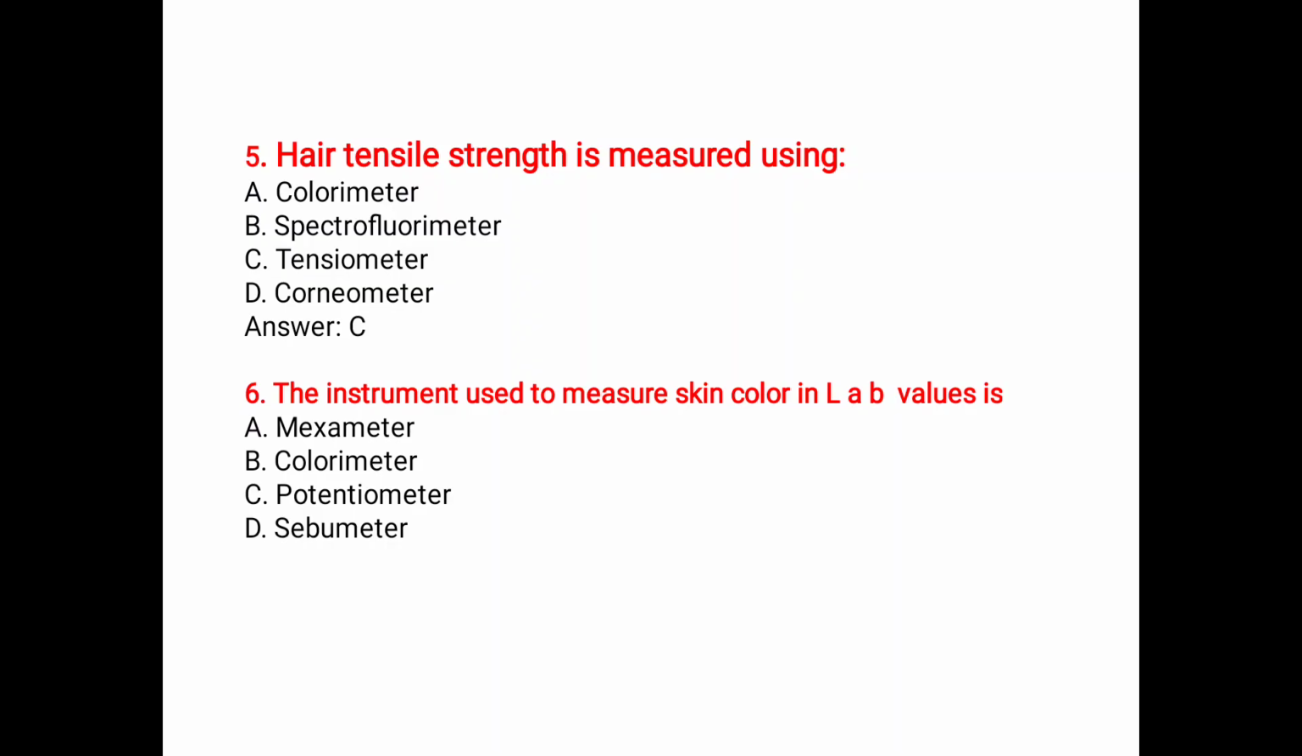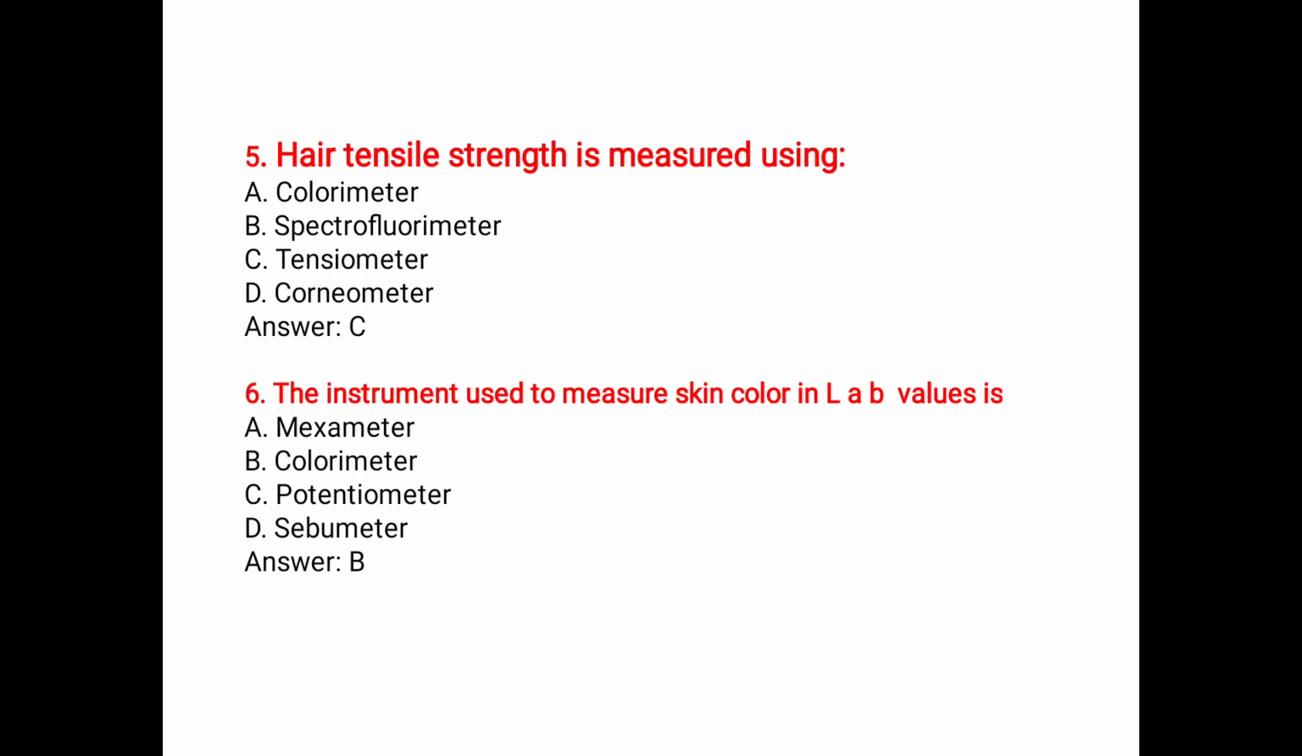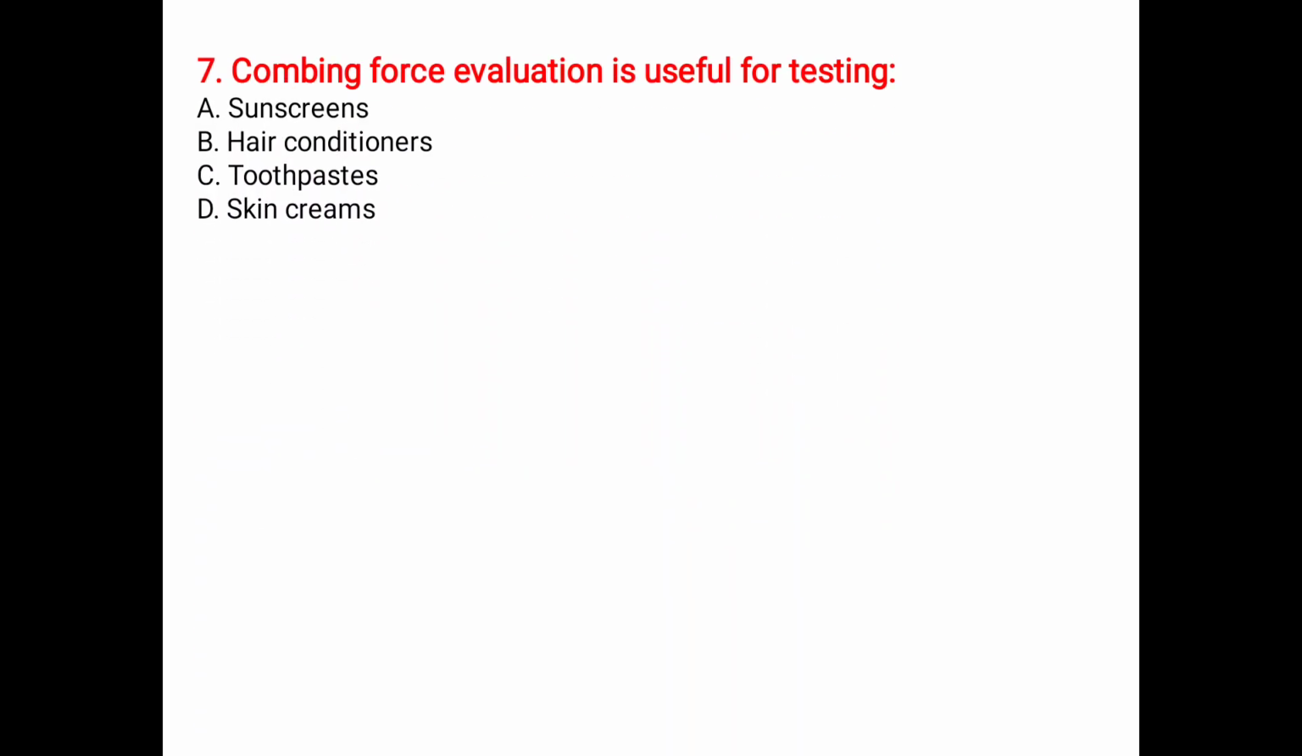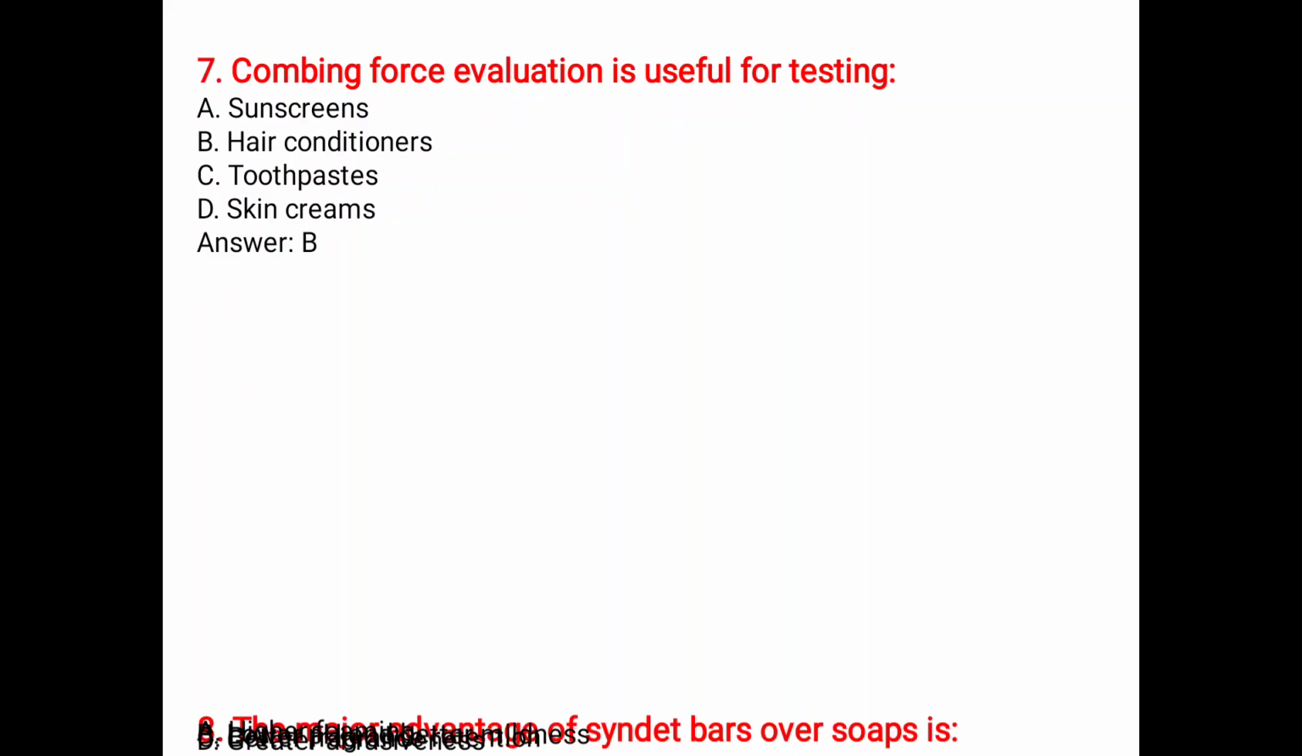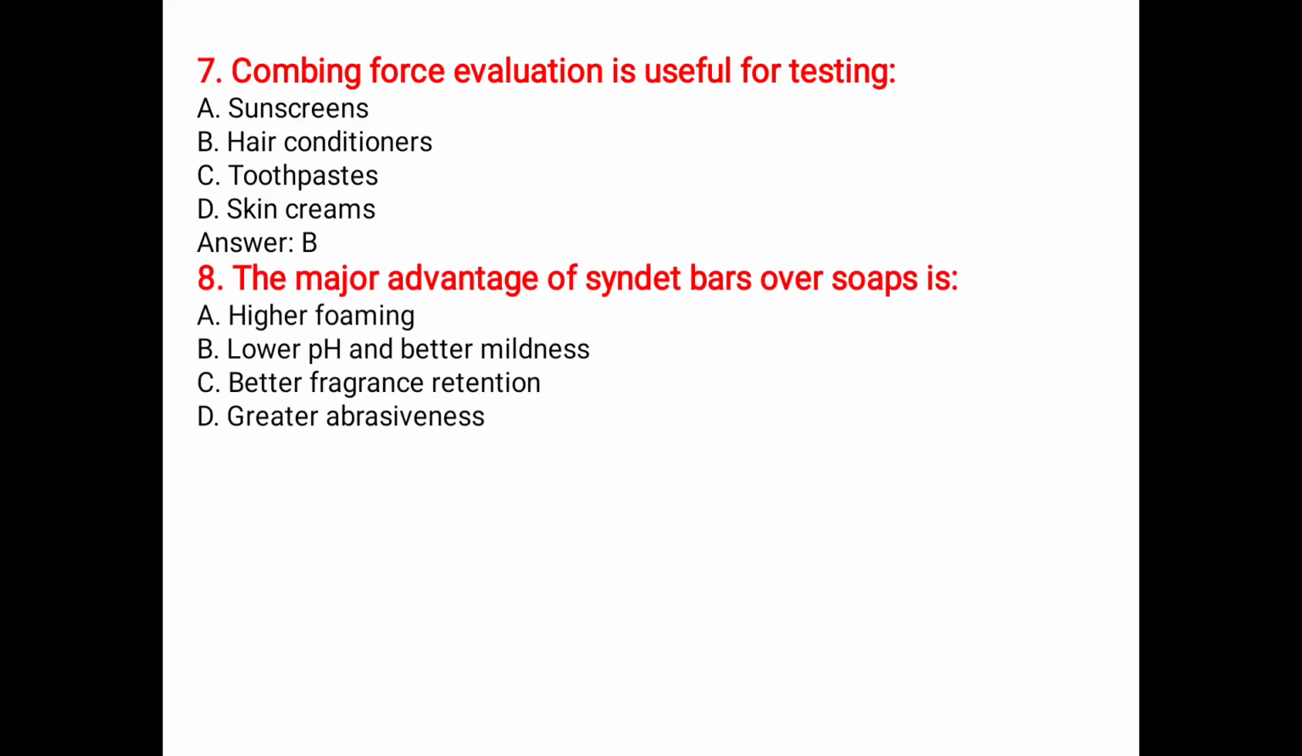Next, the instrument used to measure skin color: A, maximeter, B, colorimeter, C, potentiometer, and D, sebometer. B, colorimeter is used to measure skin color. Next, combined force evaluation is used for testing the major advantages of syndet bar over soap.